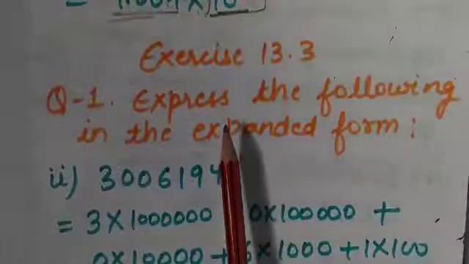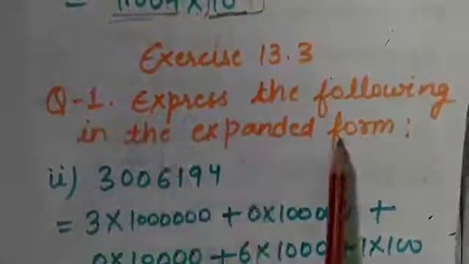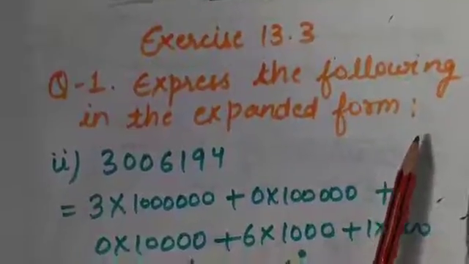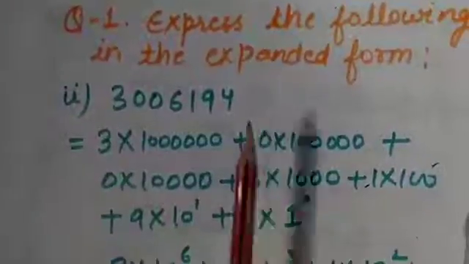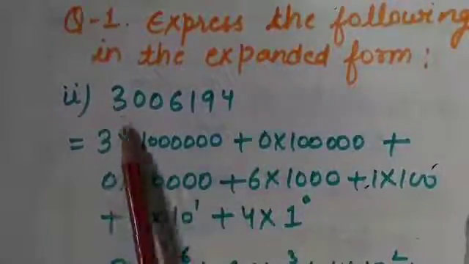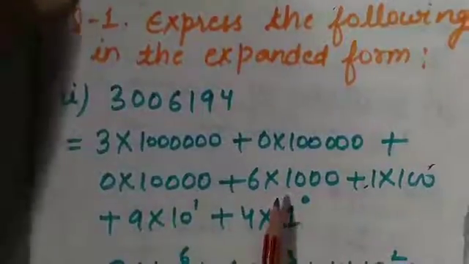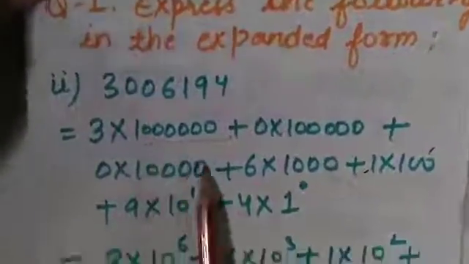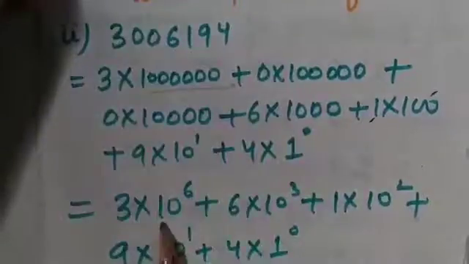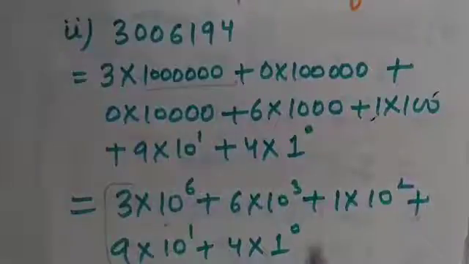Now let us discuss the questions of exercise 13.3. Question number 1. Express the following in expanded form. We have to write the numbers in expanded form. I have already explained how to write numbers in expanded form in the previous examples, and you have to write them the same way. First I write the place with every digit, and then I express these numbers in powers of 10. So this is its expanded form. I have explained it, so no need for explanation here.